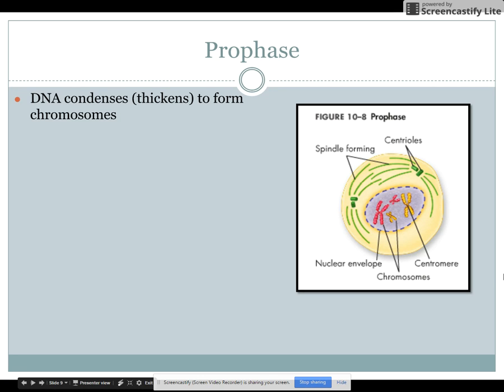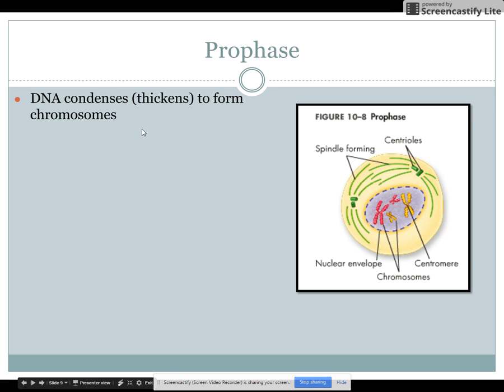So first, what's going on in this prophase? Point number one, the DNA condenses. To condense really just means it's going to thicken. So all that DNA is going to wind up in the chromatin and ultimately produce these chromosomes. Look at that, there are those X-looking structures again.